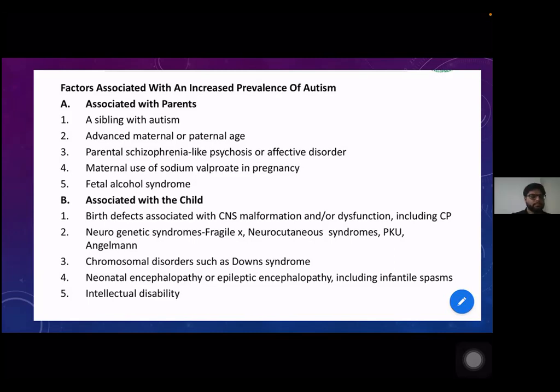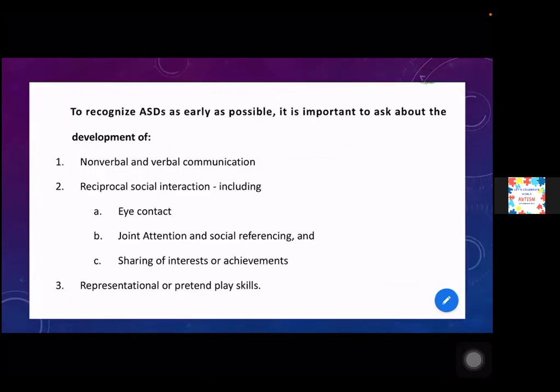Now, with your child, if your child has birth defects like CNS, central nervous system malformations or dysfunction like cerebral palsy, if there are some neurogenetic syndromes like Fragile X syndrome or phenylketonuria or Angelman syndrome, if there are some chromosomal disorders in your child, such as Down syndrome, if there is neonatal encephalopathy or epileptic encephalopathy, that is, if your child didn't cry after delivery, has got encephalopathy or has infantile spasms, or if your child has intellectual disabilities. So all these factors are at a high risk for a child to develop autism.